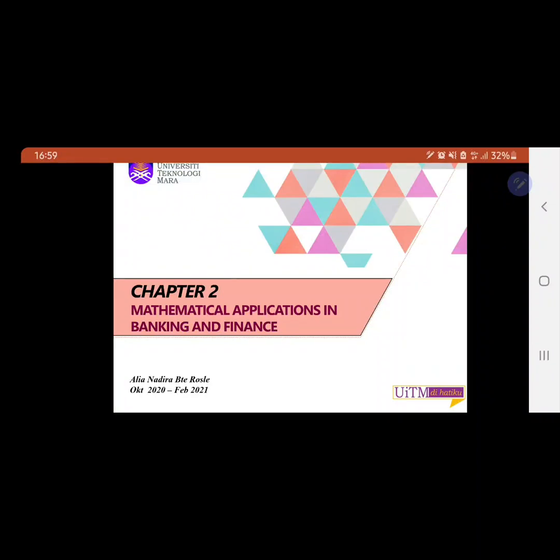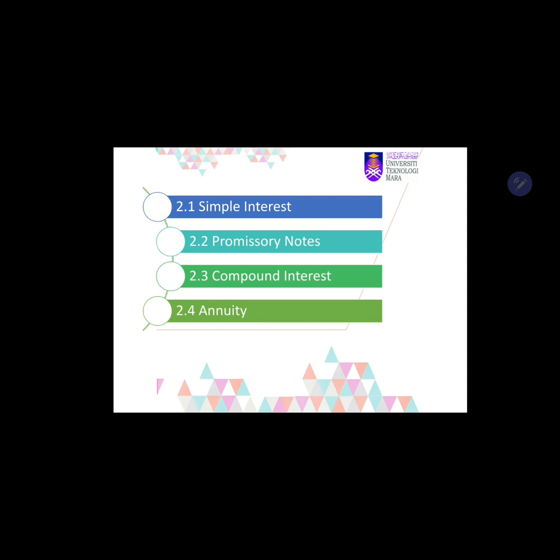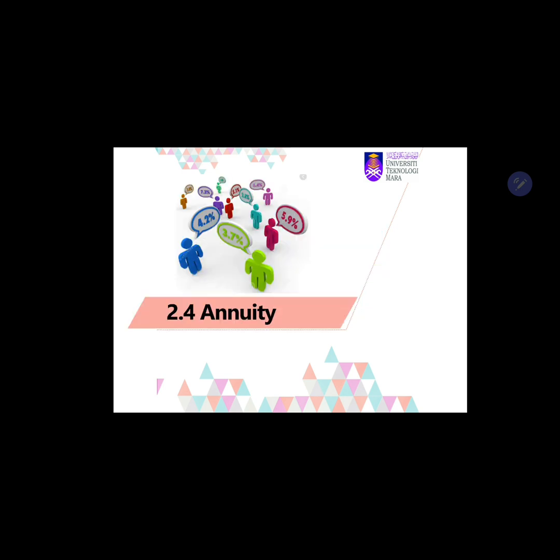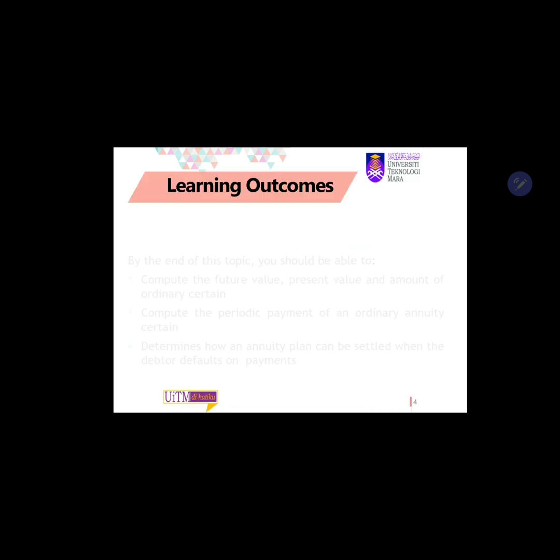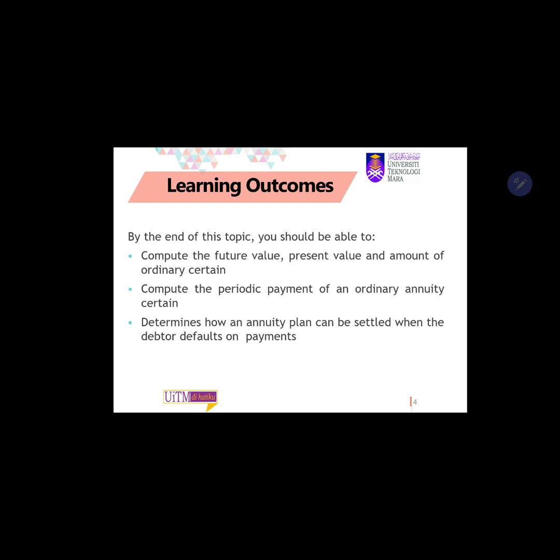Let me explain our last subtopic in chapter 2, which is annuity. The learning outcomes are, at the end of this topic, you should be able to compute the future value, present value, and amount of an ordinary annuity certain, compute the periodic payment of an ordinary annuity certain, and determine how an annuity plan can be settled when the debtor defaults on payment. So what is annuity?